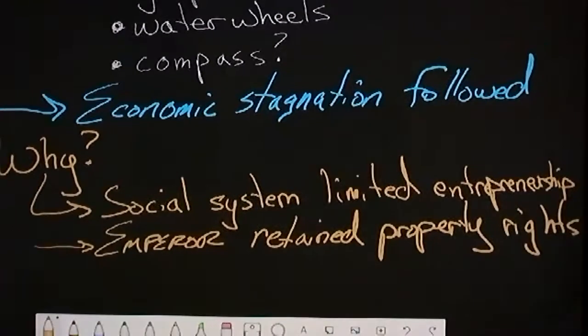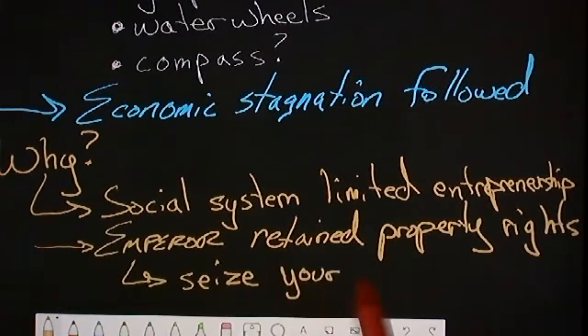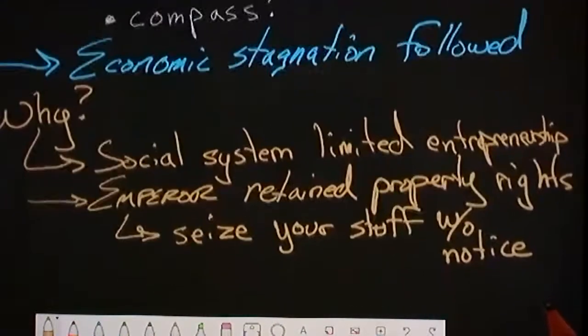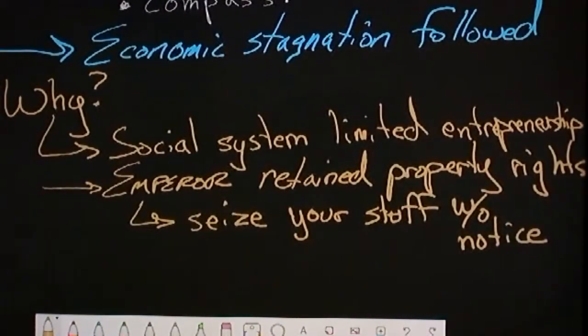So what does that mean, him retaining property rights? That means that he could seize your stuff without notice. He could just say, oh, that's really cool, that factory you made, or that outdoor pool you made is awesome. That's my new summer palace. So there wasn't a lot of reason. Not only was it seen as less than, but you also put a mark on yourself for the emperor to come around and say, that's cool, I want that thing.